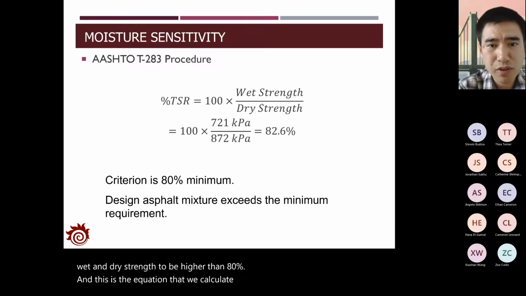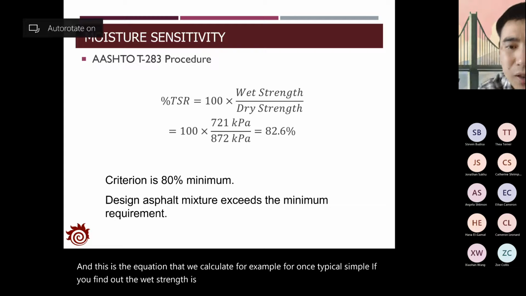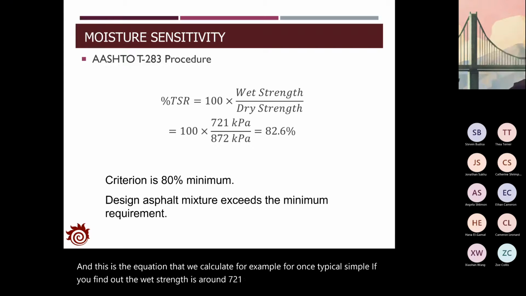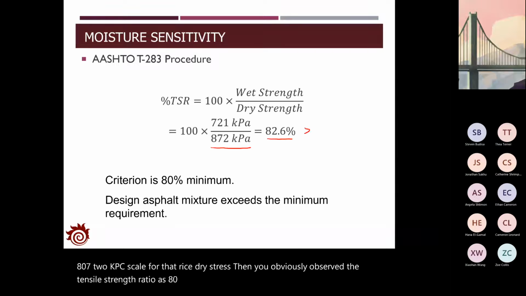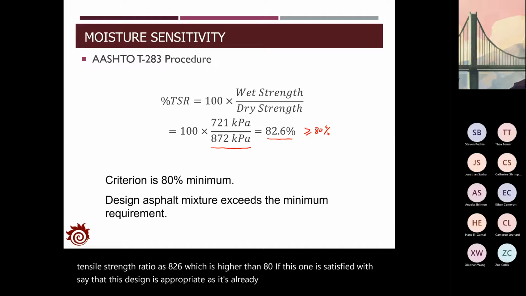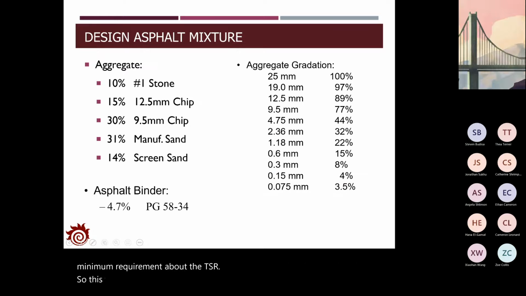And this is the equation that we use to calculate it. For example, for one typical sample, if you find the wet strength is around 721 kilopascal, and the dry strength is 872 kilopascal, then you will observe the tensile strength ratio as 82.6%, which is higher than 80%. If this is satisfied, we say that this design is appropriate as it already exceeds the minimum requirement for the TSR. So this would be the last step of the moisture sensitivity analysis.